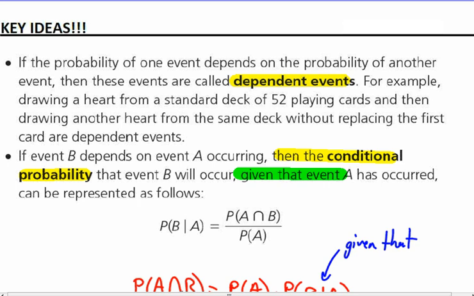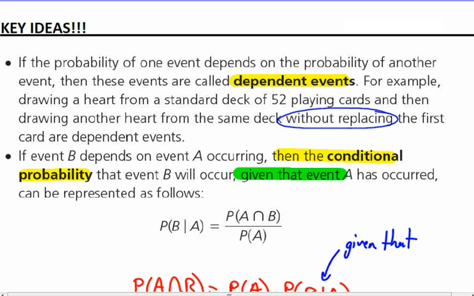If the probability of one event depends on the probability of another event, then these events are called dependent events. For example, drawing a heart from a standard deck of 52 and then drawing another from the same deck without replacing. Then the second depends on the first. They're dependent events.